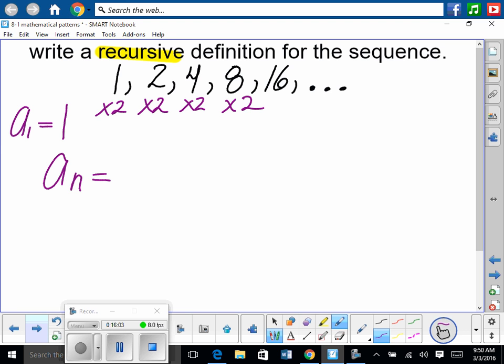So aren't we taking the previous term and multiplying it by 2 to get that term? So we would say 2 times a sub n minus 1. Isn't that just saying 2 times the previous term? Okay, and that's how we get the term we want.